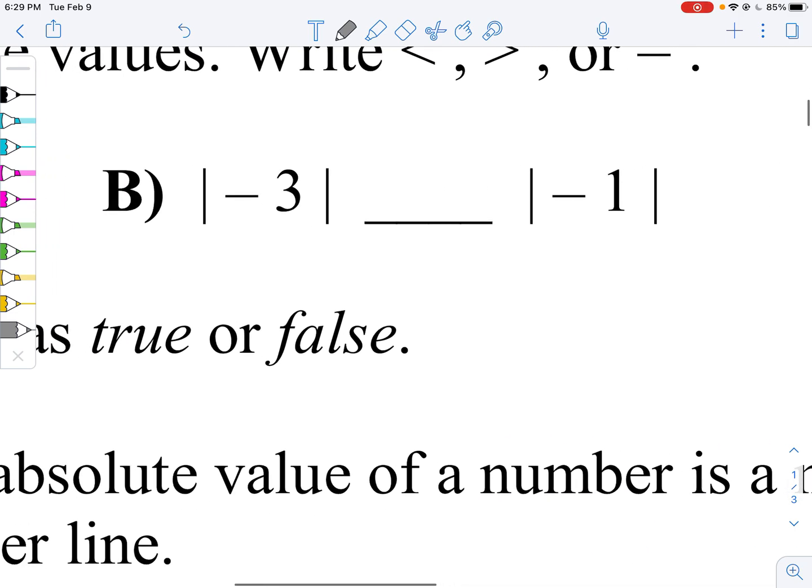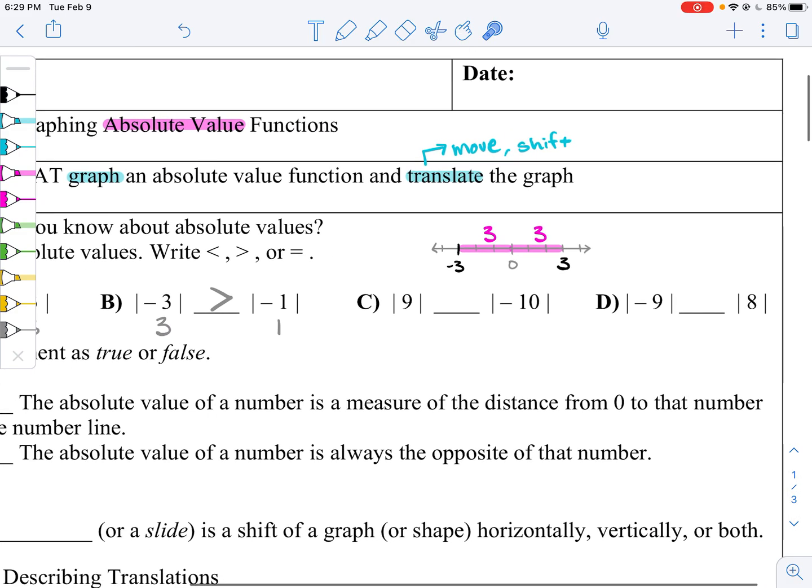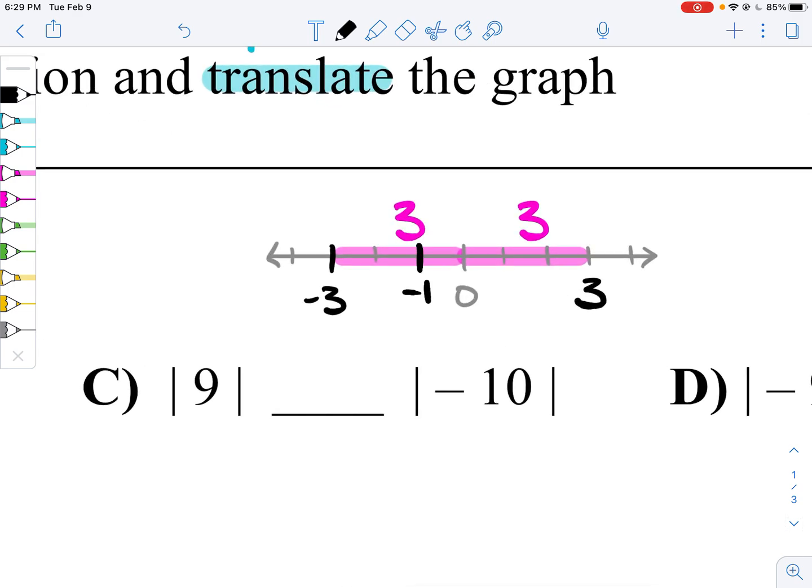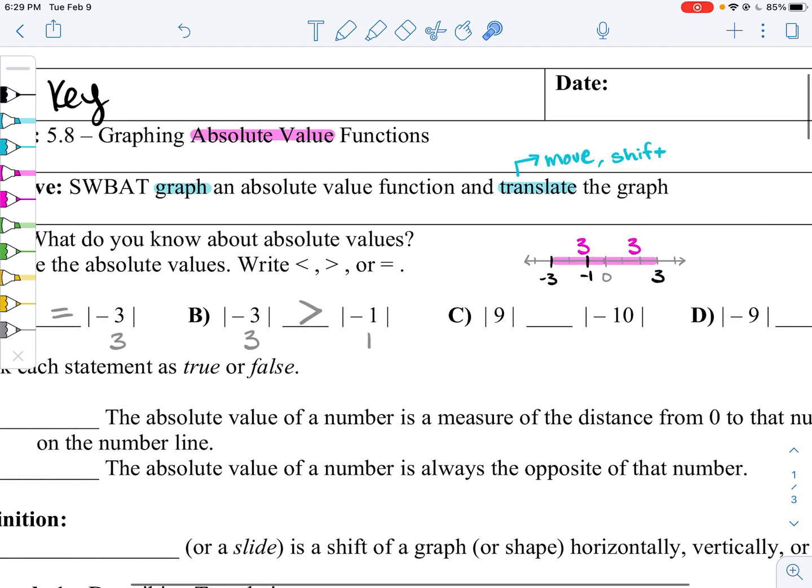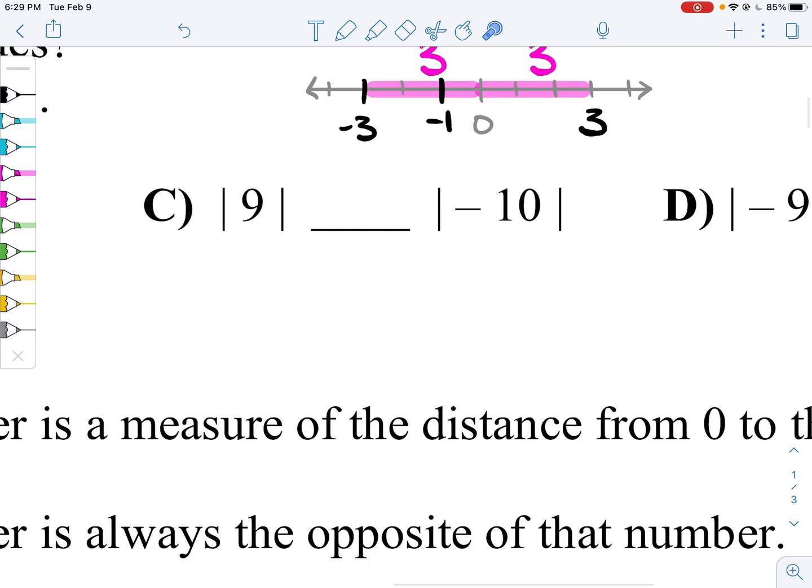Here, the absolute value of -3 is 3. The absolute value of -1 is 1. So the absolute value of -3 is greater than the absolute value of -1, which is a little confusing because -3 is actually less than -1, but it's further from 0. Check it out. -1 is right here. And since -3 is further away from 0, that is greater than the absolute value of -1. Here, 9 by itself is greater than -10, but the absolute value of 9 is 9. The absolute value of -10 is just 10. So the absolute value of 9 is less than the absolute value of -10.